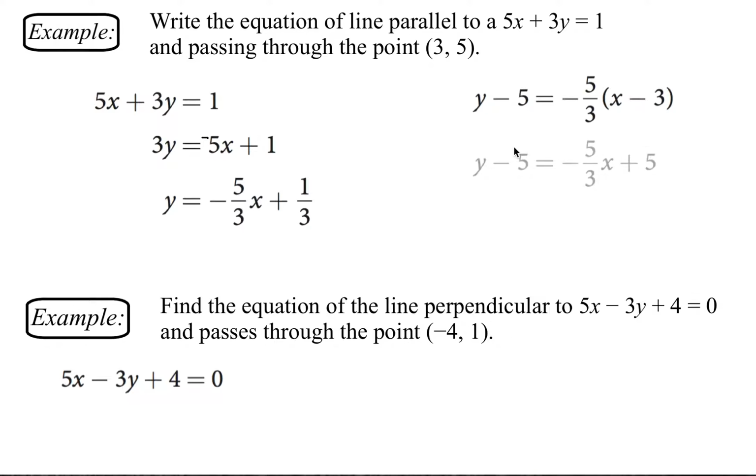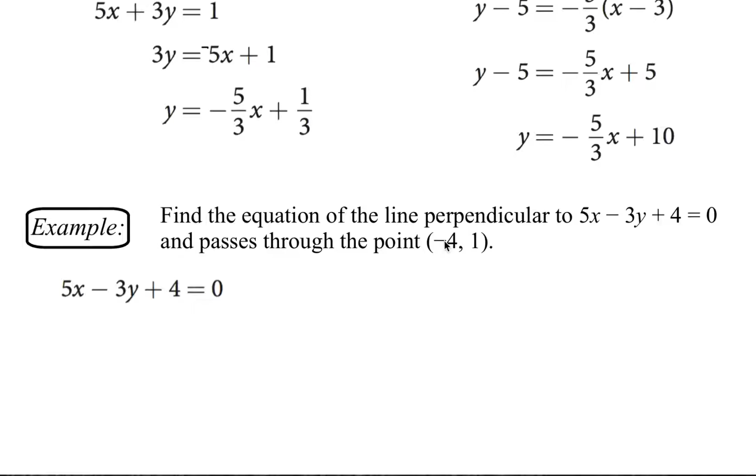And it doesn't tell us what form we want this in, so we're just going to distribute this. We get y minus 5 equals negative 5/3 x plus 5. And then add 5 to both sides. y equals negative 5/3 x plus 10. This is in slope-intercept form.